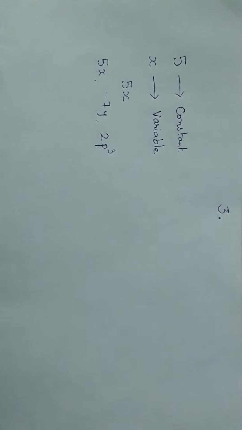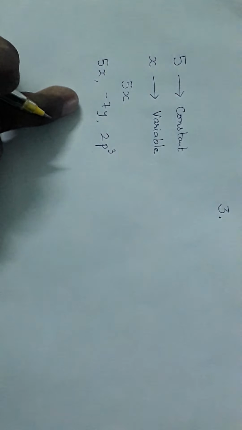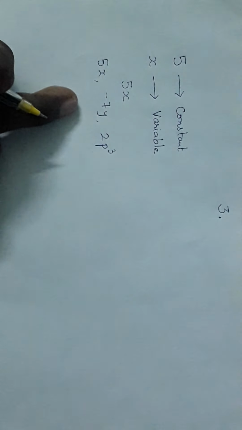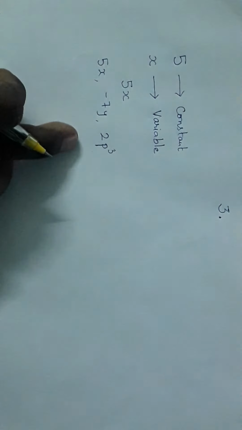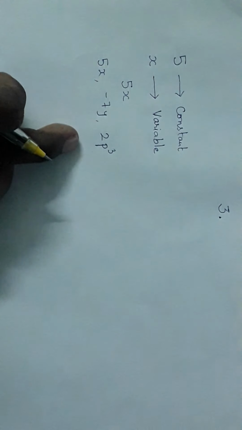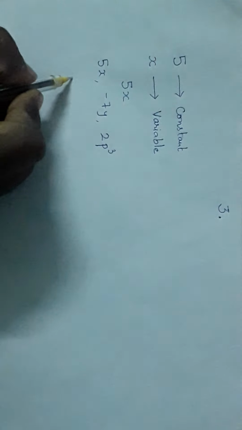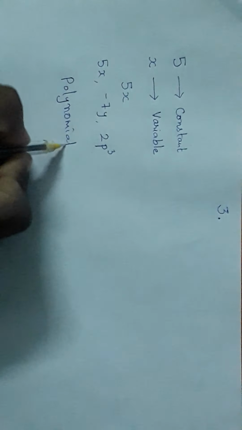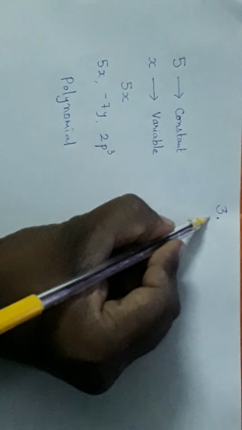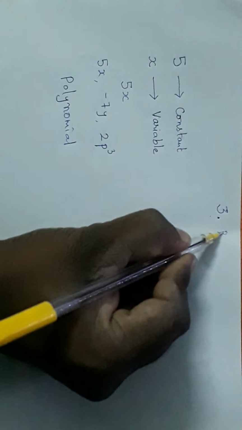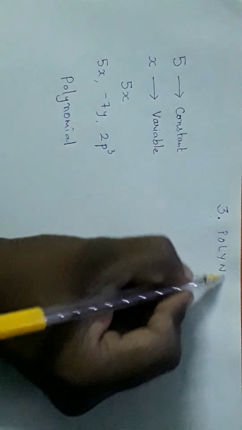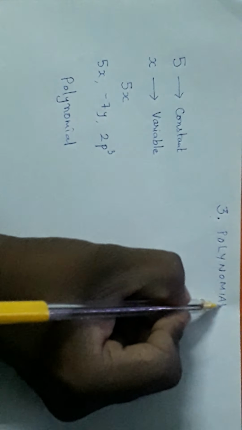Now if we write an algebraic expression in which the variables involved, that is x, y, p, have non-negative integer powers, that is called a polynomial. What is it called? Polynomial. Now the third chapter of our 10th class is called polynomials.